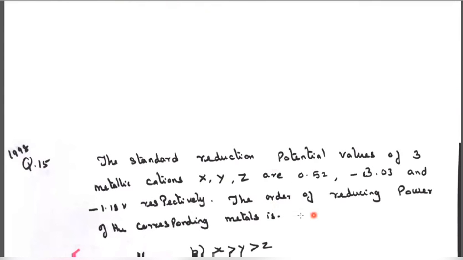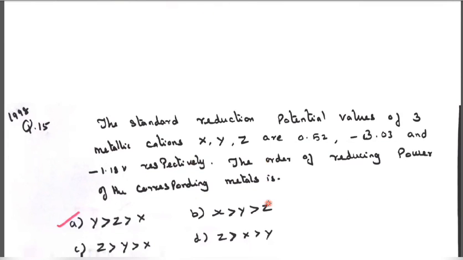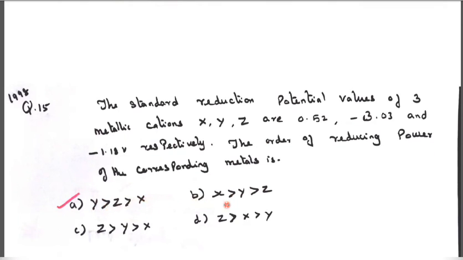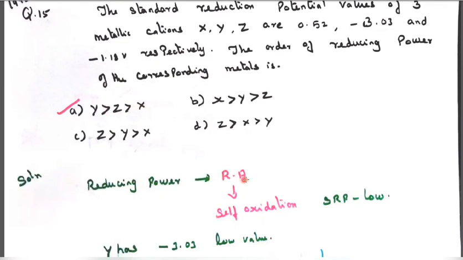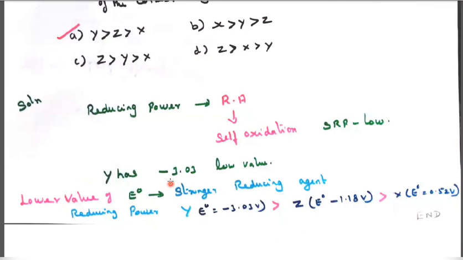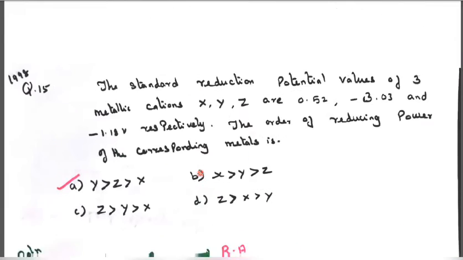The standard reduction potential values of 3 metallic cations X, Y, Z are 0.52, minus 3.03 and minus 1.18 volts respectively. The order of reduction power of the corresponding metals is Y greater than Z greater than X. Different values they have given. A reducing agent undergoes self-oxidation, so its reduction potential is low. So Y has a very low value, minus 3.03.